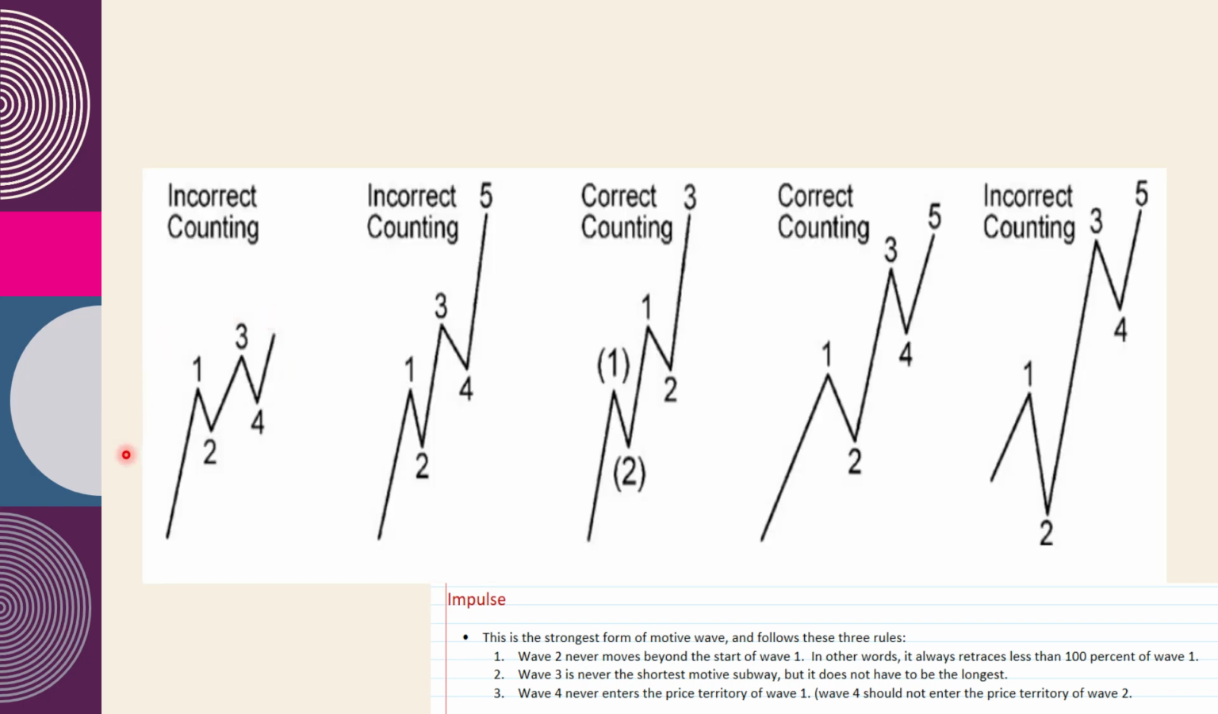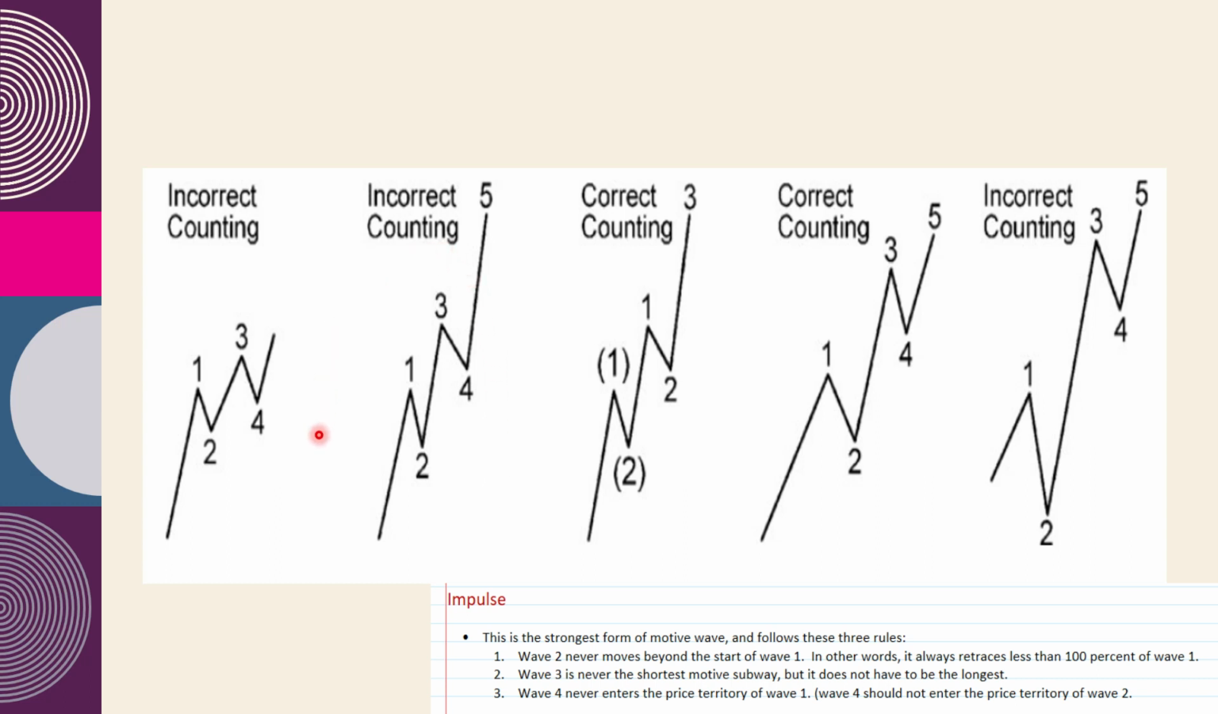This is incorrect. Why is this motive wave incorrect? Why is this not following the rule? This is not following the rule because the fourth wave enters the price territory of wave 1 and it also enters the price territory of wave 2. So this one is incorrect.